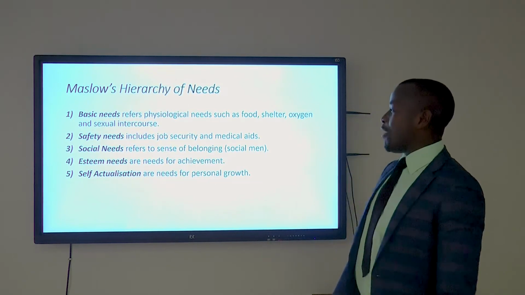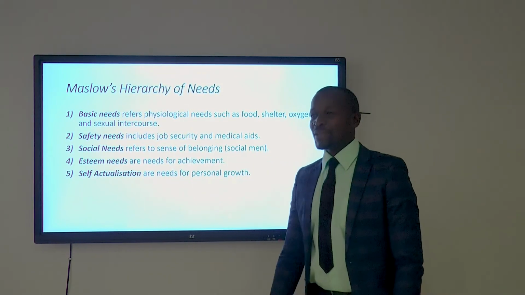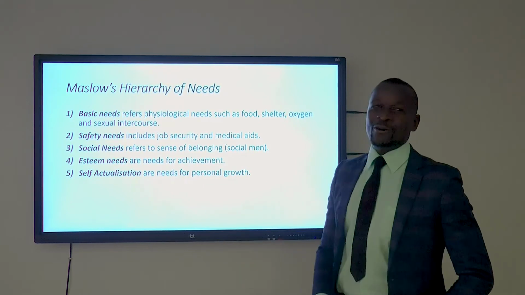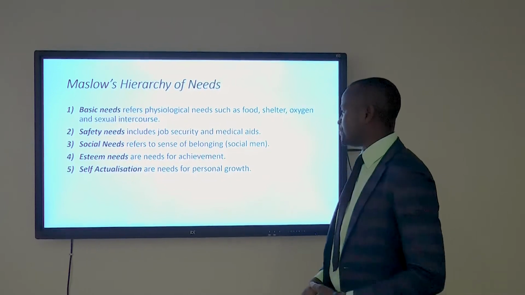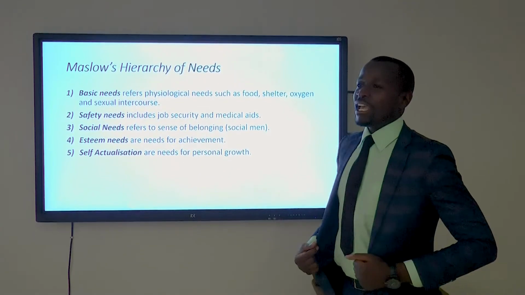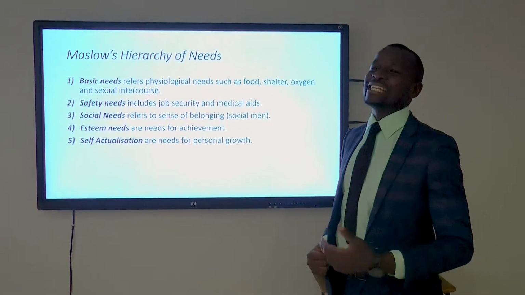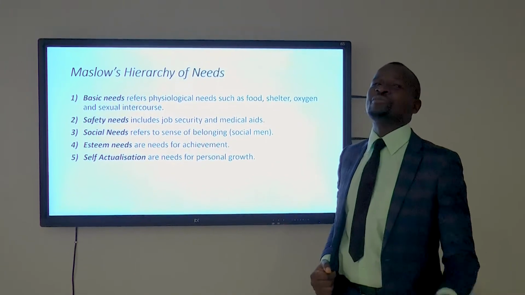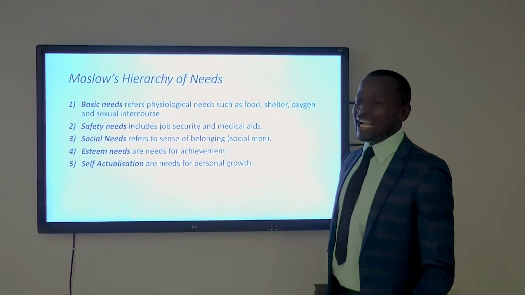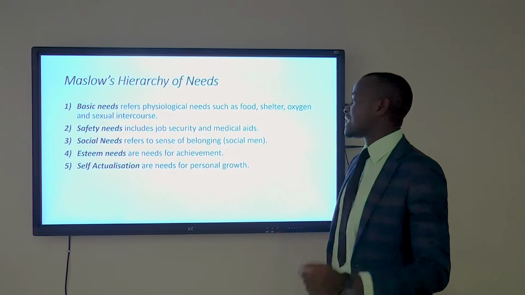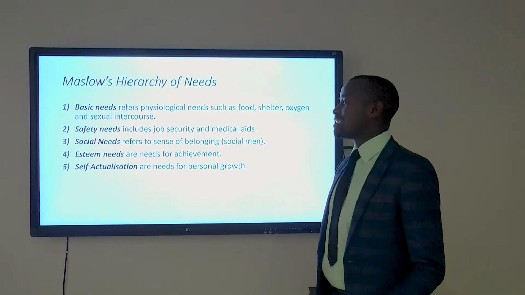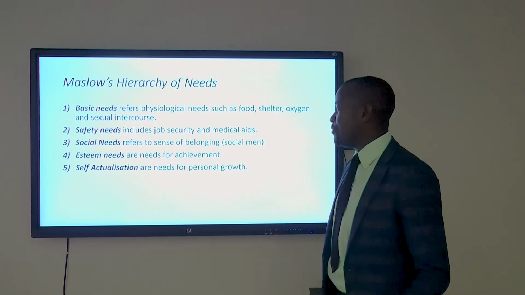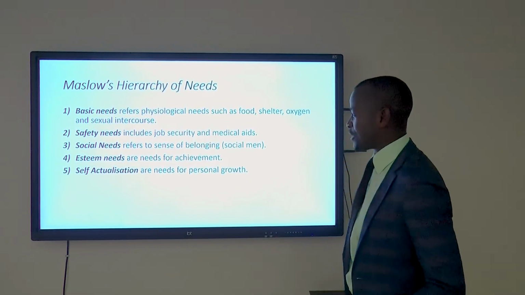Secondly, we have safety or security needs. These are needs which include job security and medical aid. A worker does not need to be reminded that any day the worker is going to be fired. A worker needs to know that he or she is safe. For instance, you are working at a mine. You need gumboots. You need helmets. So safety is very important.